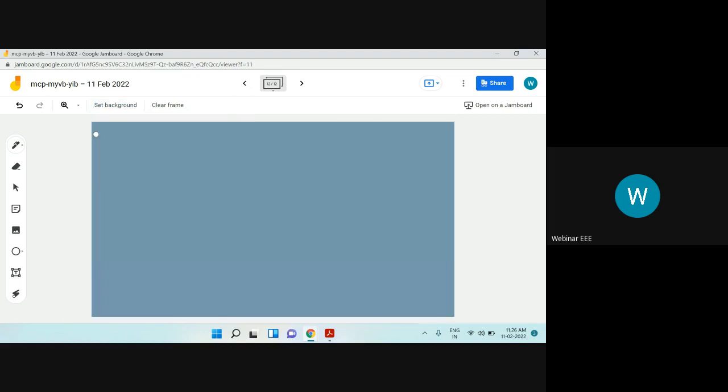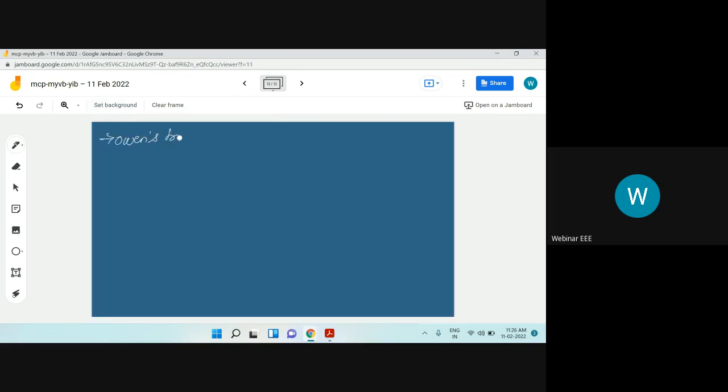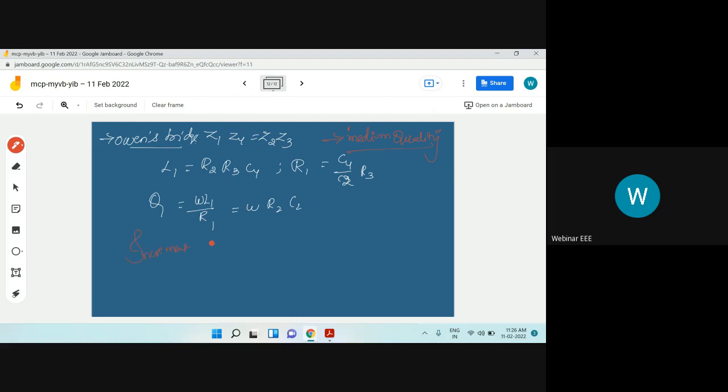Coming to the next one, the next bridge is Owen's bridge. In this Owen's bridge, the balanced condition will be the same for all the bridges. The unknown value L1 is seen as R2, R3, C4, and the unknown resistance as C4 by C2 into R3, and the quality factor is omega L1 by R1 or omega R2 C2. So this bridge is much suited for medium quality factor. Please remember such points. There may be some 1 mark bits based on this quality factor also. So this is a method which is used for medium Q factor. Owen's bridge is also used for the incremental inductance method.